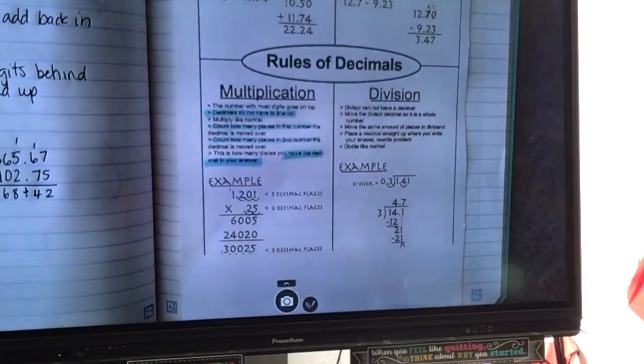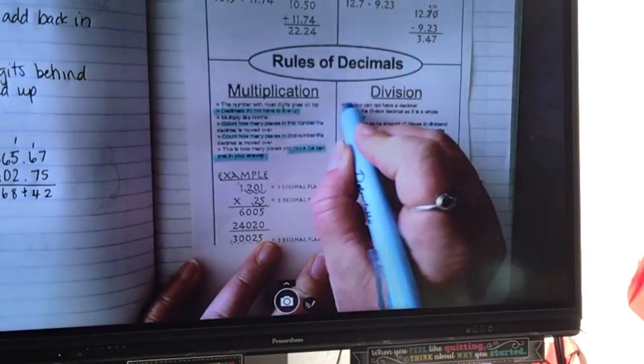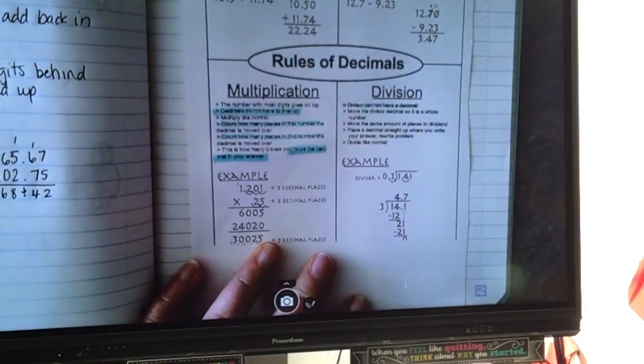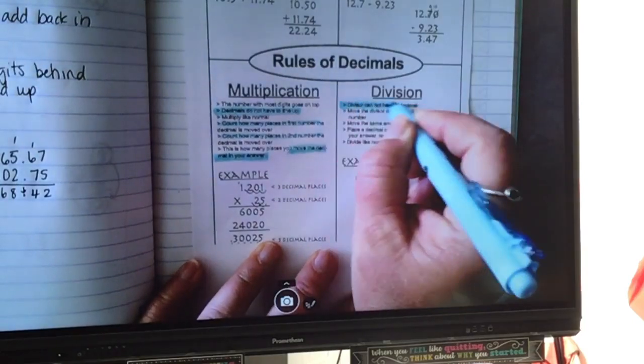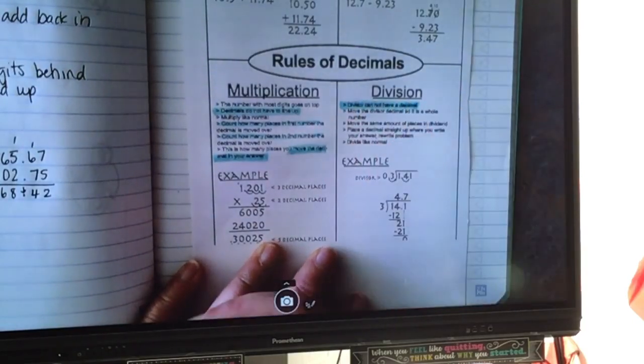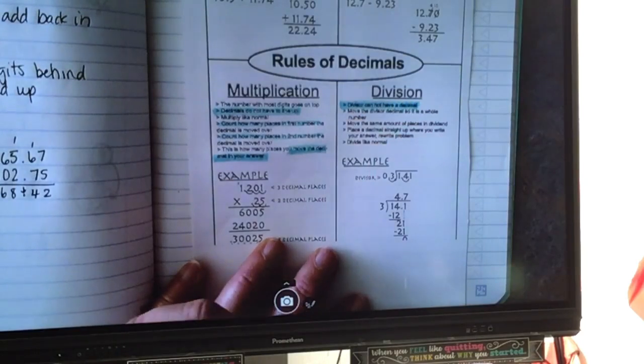What's important, guys? Hi. The divisor can't have a decimal. Okay, so the divisor cannot have a decimal. Alright, what else is important? I need some new hands. What else is important? Christiana.